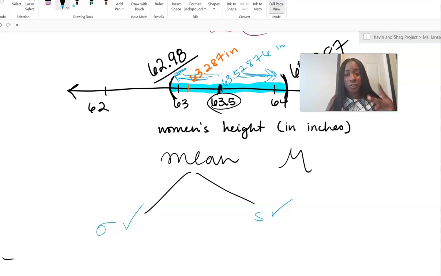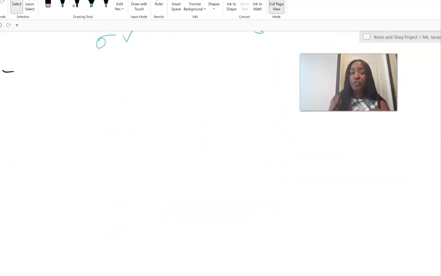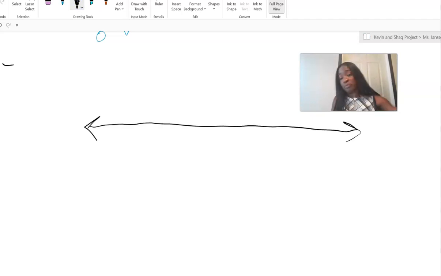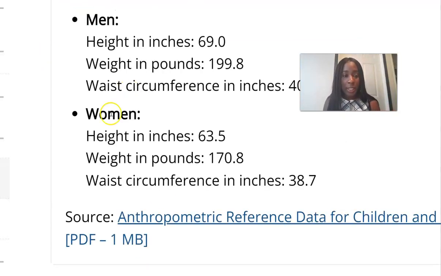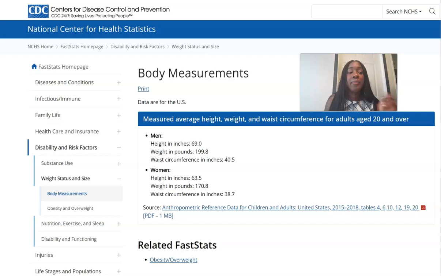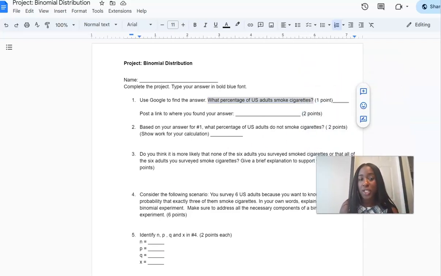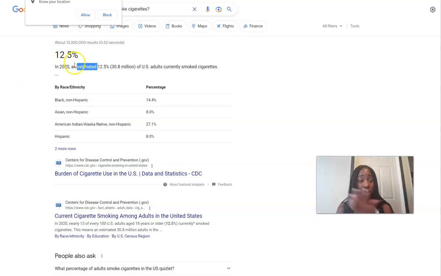The second type of confidence interval we are going to look at is a confidence interval for a different type of parameter. And to refresh our memories, I'm going to go back to Moodle. We had a project on binomial distributions, and I probably should have entitled this project Cigarette Smokers in America or something. But in this project, you explored different questions about the probability that certain numbers of Americans smoke cigarettes or didn't in a certain group, right? But you had to start this project by answering this question: what percentage of US adults smoke cigarettes? And you Googled that question and you found 12.5.